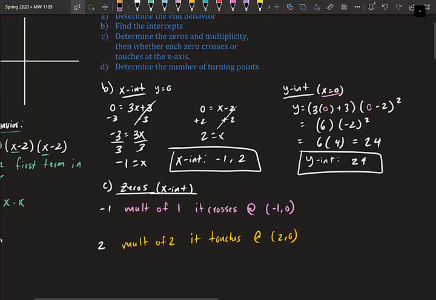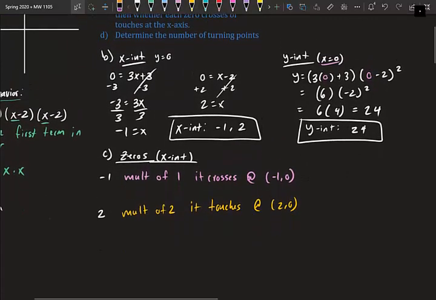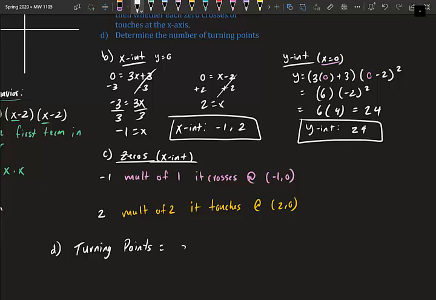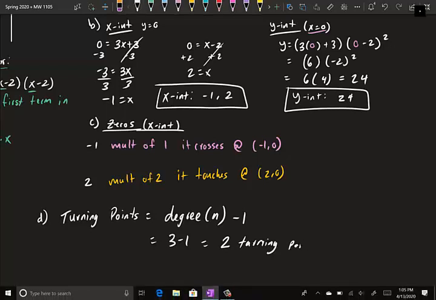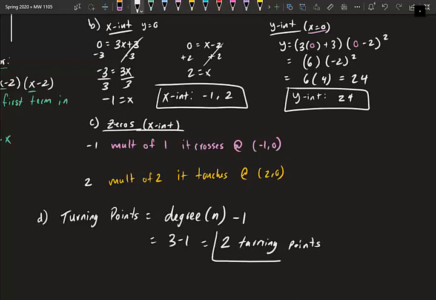Alright, we found our zeros, we figured out where they cross or touch. Now all we need to do is find our turning points. So part D, remember turning points, that's degree, which we say represents n minus 1. So the degree of this polynomial is 3. So we have 3 minus 1, which is at most 2 turning points. So the graph shouldn't turn like 10 times. That'd be weird. It can only turn at most twice.